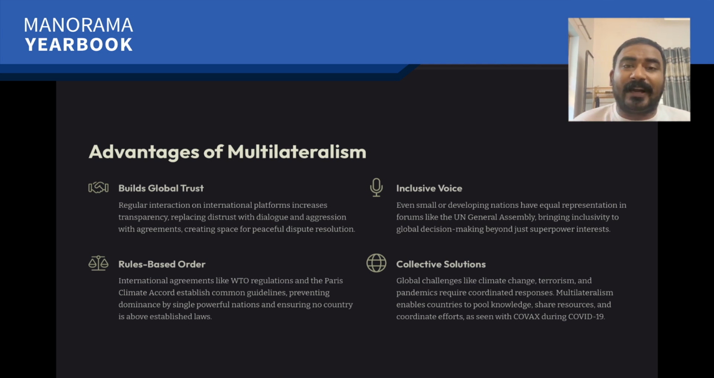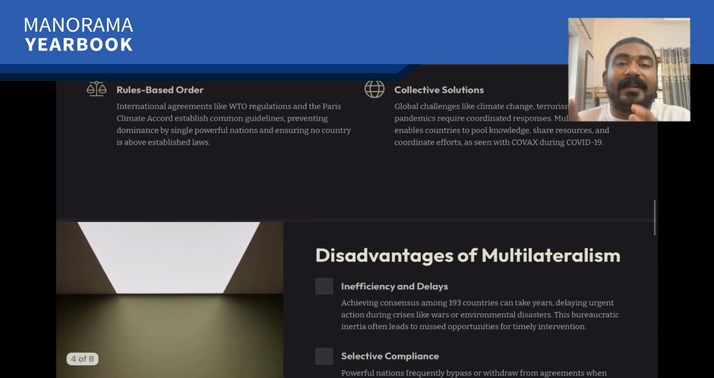The next important advantage is that it helps tackle global problems collectively. Issues like climate change, international terrorism, or pandemics do not respect borders. So multilateralism allows countries to pool their knowledge, share resources, and coordinate effort for a common solution. For example, during COVID-19, global vaccine sharing under COVAX was one such multilateral effort. But then, what are the disadvantages of multilateralism?